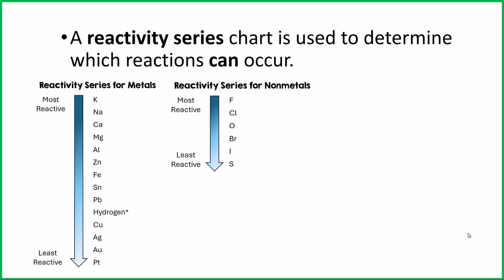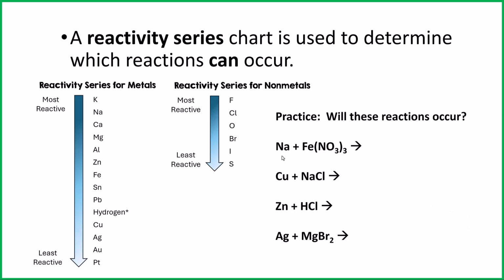And we represent that in a reactivity series. So this is a chart that's used to determine which reactions can occur, how reactive each type of element is, and therefore whether it will replace another. So if we're looking at these reactivity series, let's identify whether these reactions will occur. They may not. If the single element is more reactive than the one that's in the compound that it's replacing, then the reaction will occur. If it's less reactive, there's not going to be a reaction that occurs at all.